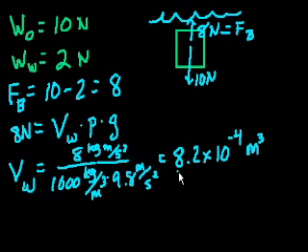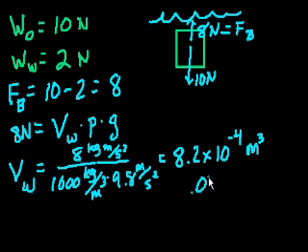Just knowing how much the buoyant force of the water was, or how much lighter we are when the object goes into the water, we can figure out the volume of the object. And this might seem like a very small volume, but just keep in mind, in a meter cubed, you have, let's see, 27 cubic feet, right? You have 27 cubic feet.